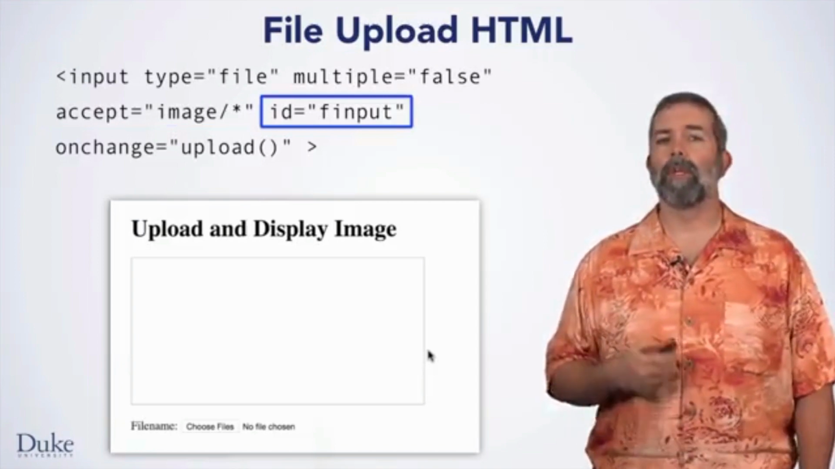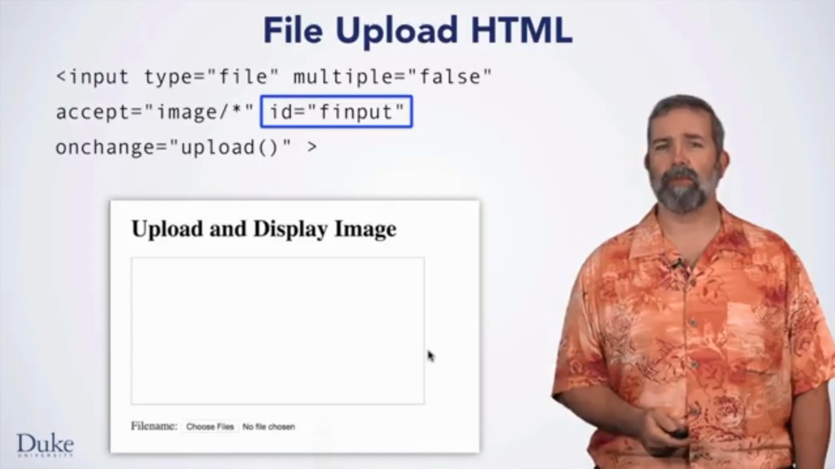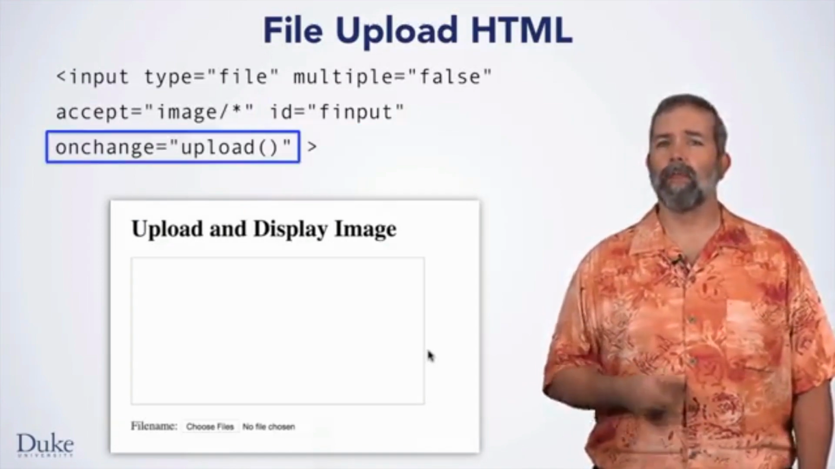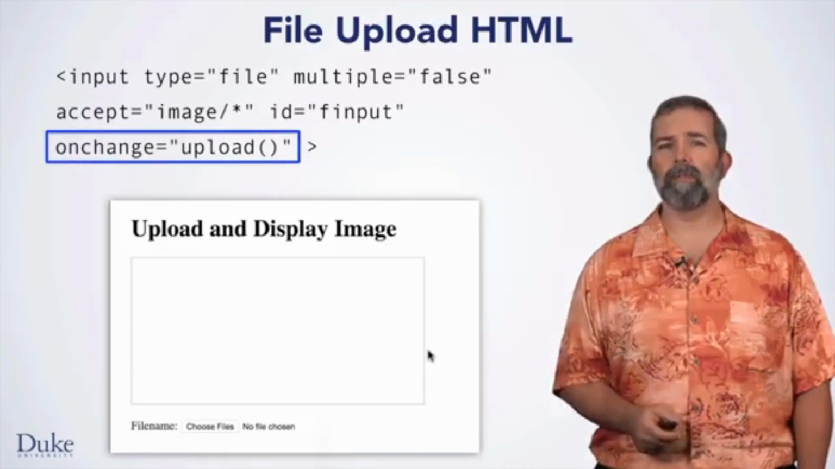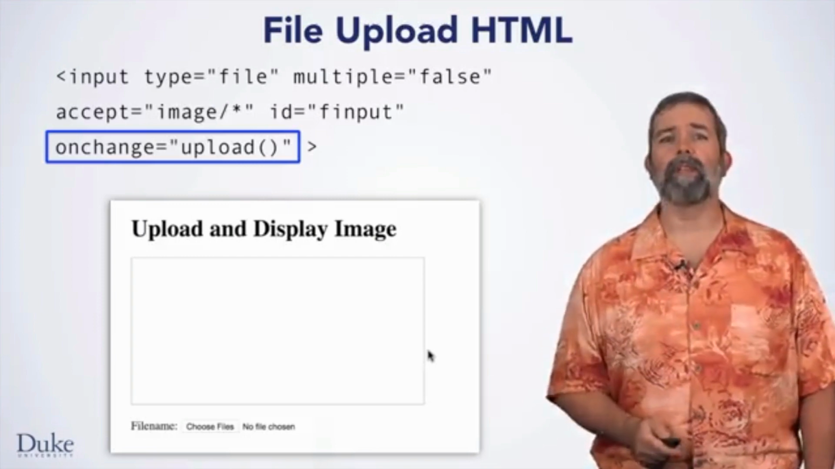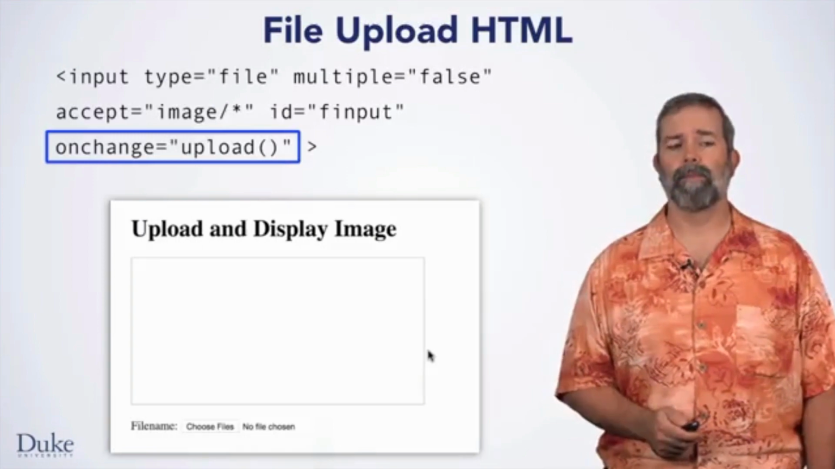As usual, you will provide an ID to make it possible to find this element within your JavaScript code. You'll use onChange for the event handler. This event is triggered when the user chooses a file by clicking the button displayed on the input element. Note, you do not need to add the button element. It's included with the file input type.